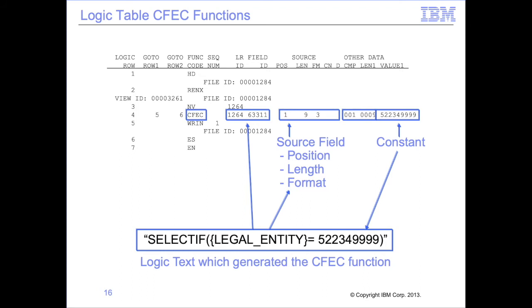63311. That field is at position 1 for a length of 9 and zone decimal numeric format with no decimal places. The second C in CFEC stands for a constant. The type of comparison is an equals test, CMP equals 001, to the constant value of 522349999, which has a length of 9 bytes.